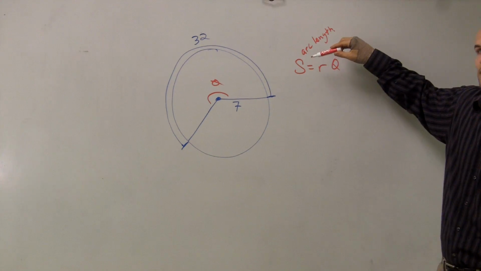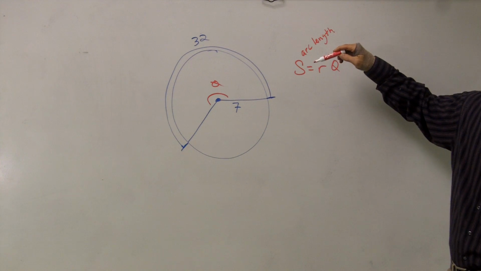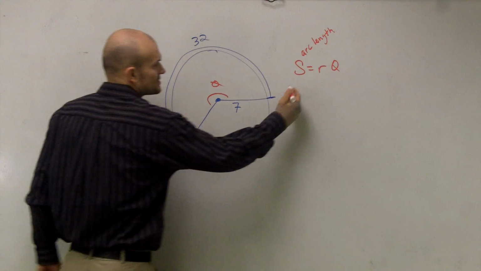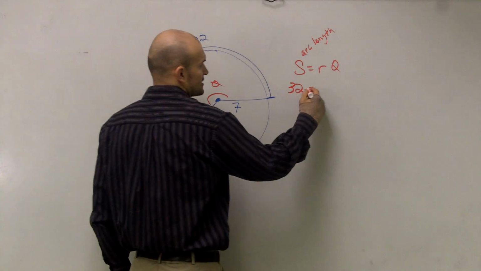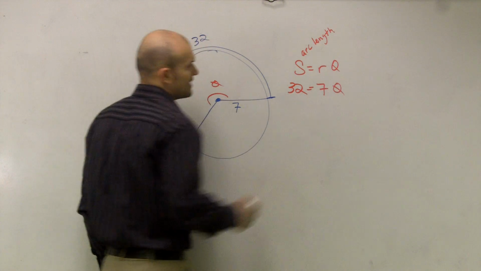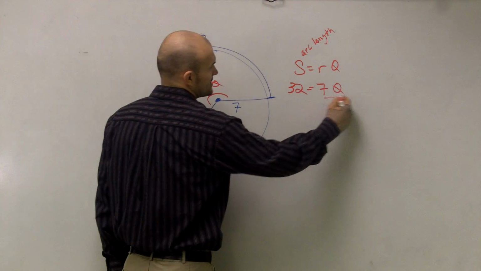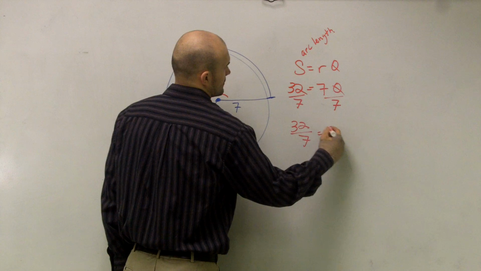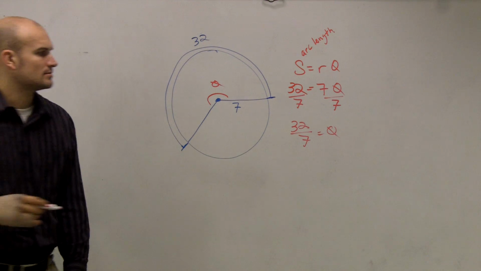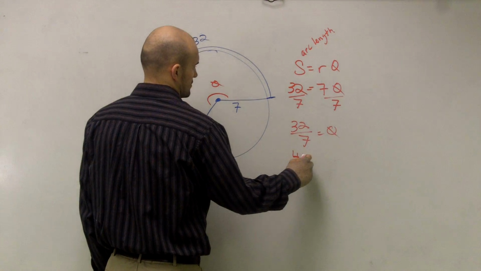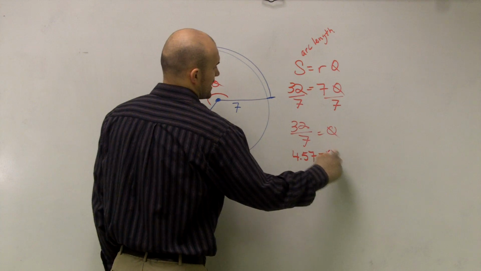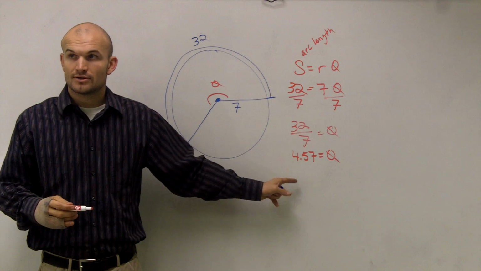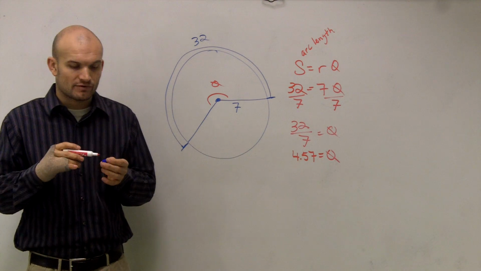What's the theta? Theta is your angle. It is kind of like an unknown, your unknown angle. So S is 32, radius R is 7, and theta. To find theta, divide by 7. Everybody have the decimal approximation for that? 4.57. And so my angle is 4.57 radians. Does that make sense? Your theta is in radian measure.